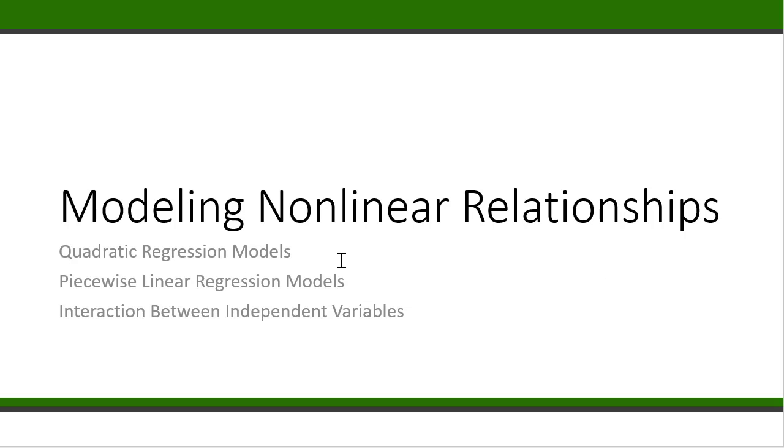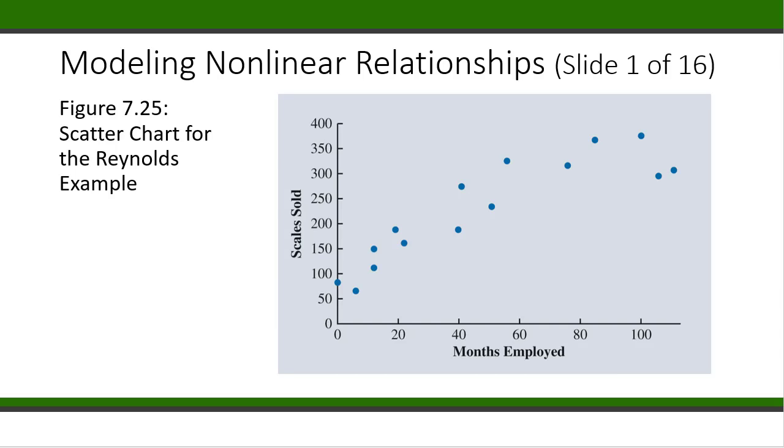The next thing I want to talk about are quadratic regression models, piecewise linear regression models, and what do you do if there's an interaction between independent variables? How does that get put into your model? So these all come under the heading of modeling for a nonlinear relationship. Everything up until now dealt with a linear relationship.